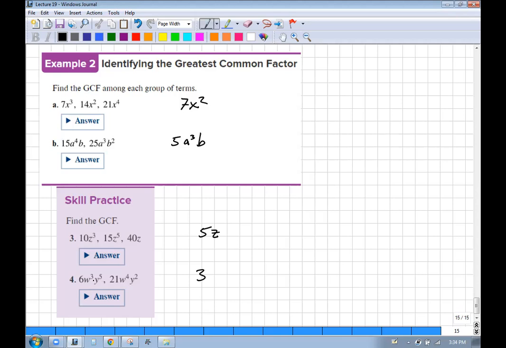And now for the W's, the most you can get is 3 of them, right? Because that's the least power of W. And for the Y's, the most you're going to get is the Y squared. You can't get more than Y squared.